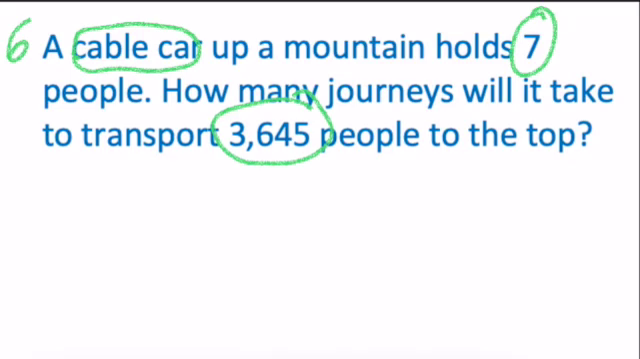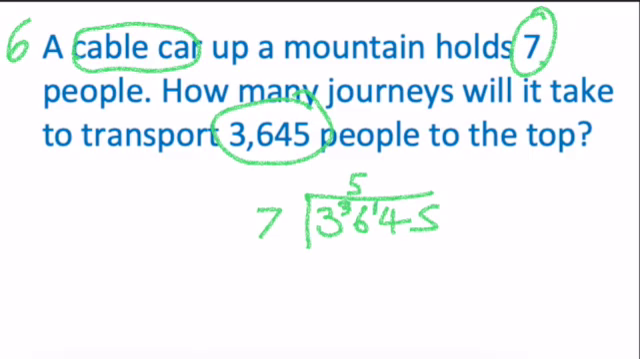Okay, welcome back. So what we need to do, we're working out how many times does 7 fit into 3,645. So that is a division. So 3,645. We're dividing. 7 goes into 3 0 times. So let's carry the 3. 7 goes into 36 5 times. And there's a remainder of 1.